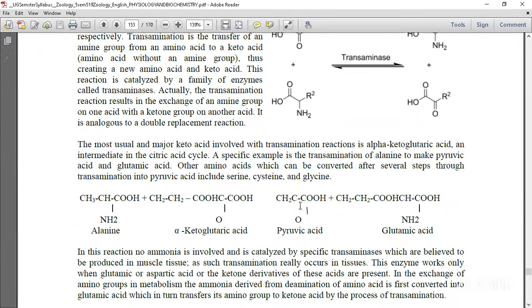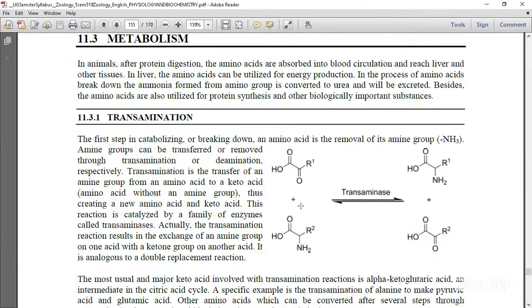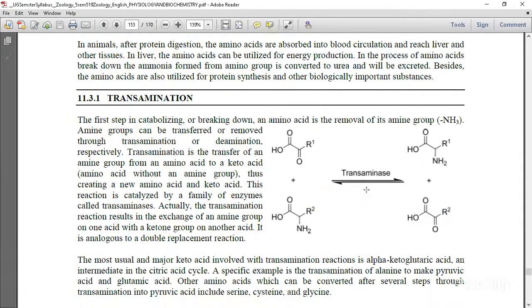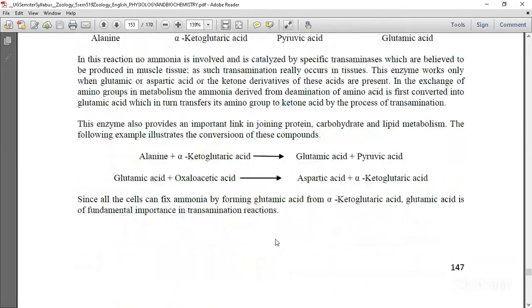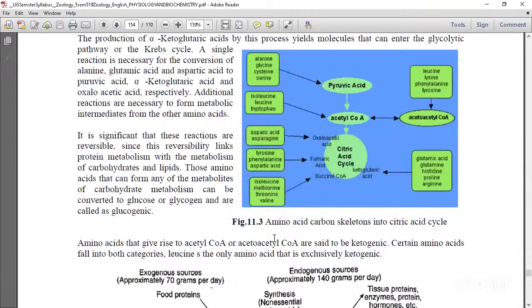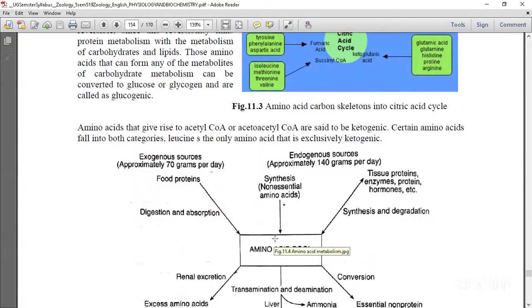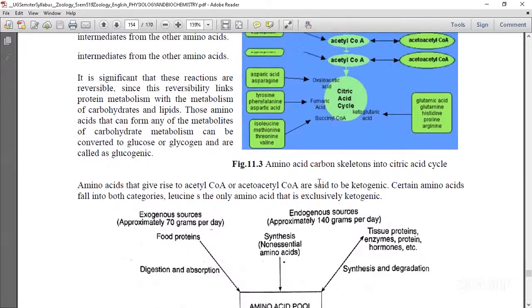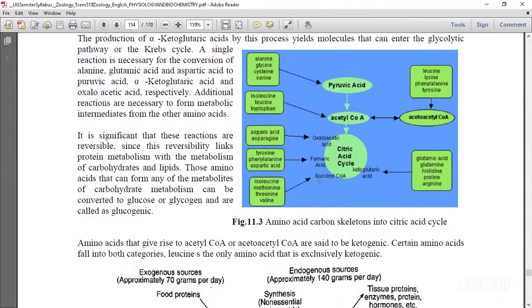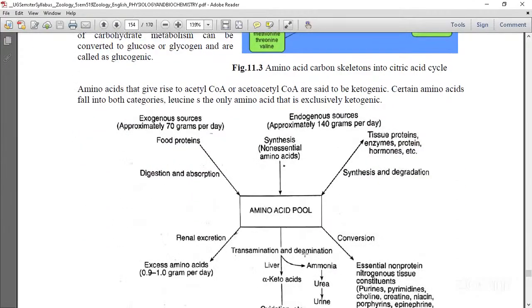Here you can see the structure of transamination. This is how transamination happens, by the removal of the amino group. Here you can see the amino acids that give rise to acetyl-CoA and are said to be ketogenic. Certain amino acids fall into both categories, those being leucine and the other amino acids in the ketogenic group.